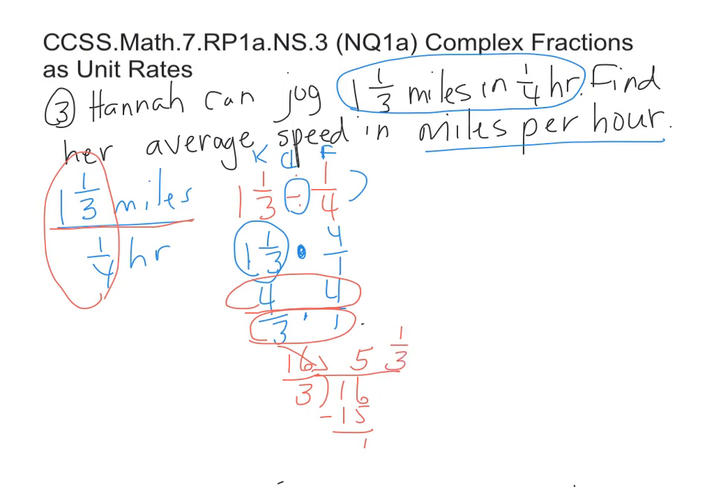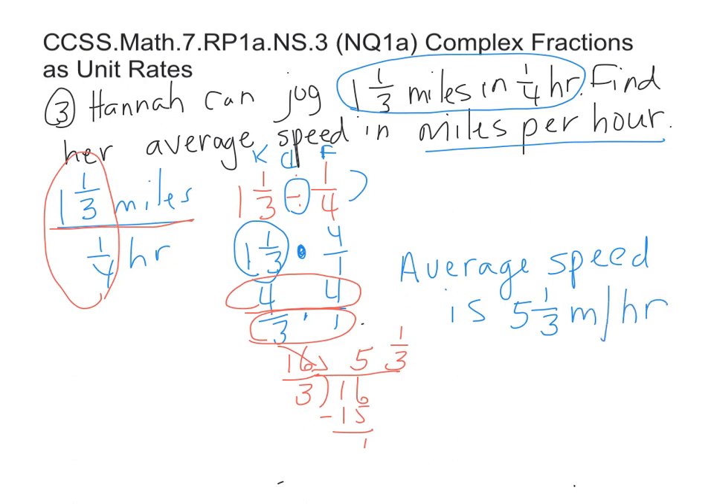And so, what is her average speed in miles per hour? So Hannah's average speed, we have to answer the question, is 5 1/3 miles per hour. Remember I said the slash was a per, and so here you go. You get 5 1/3 miles per hour. And this is Hannah who's running this.